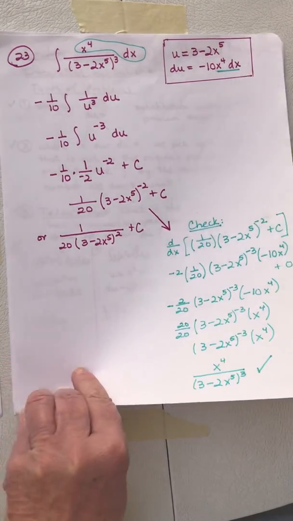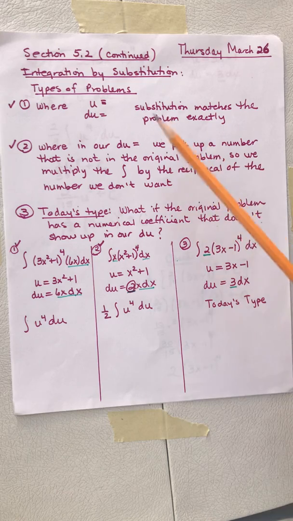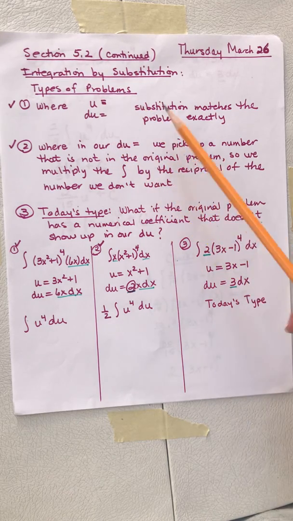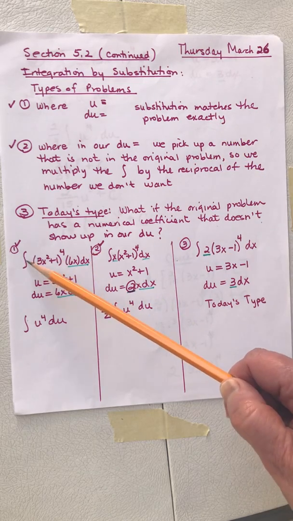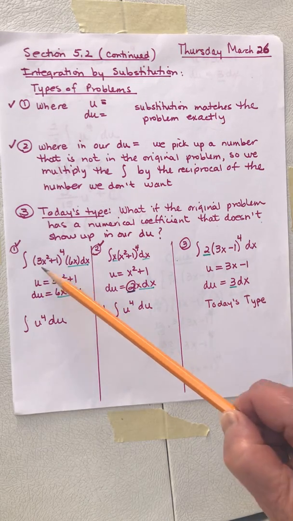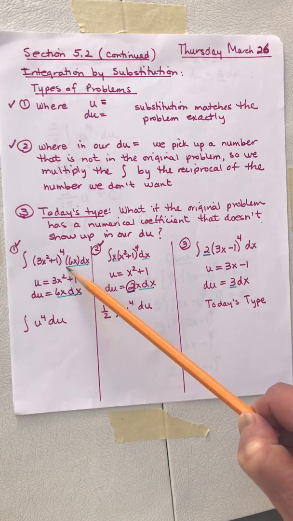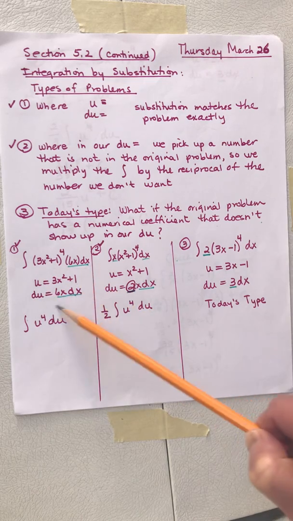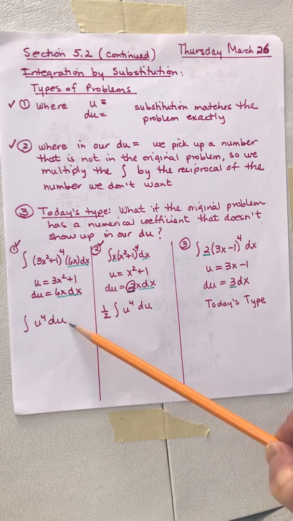All right, so now I have one more type of u-du substitution problem to show you, but let's just review for a moment. We've had two types of substitution problems so far. One where, when we set up our u and du, the substitution matches the problem exactly, like here in number 1. If I pick my u to be 3x squared plus 1, my du is 6x dx, which is the rest of the problem. So the substitution perfectly fits my problem, and I just end up integrating u to the 4th du.